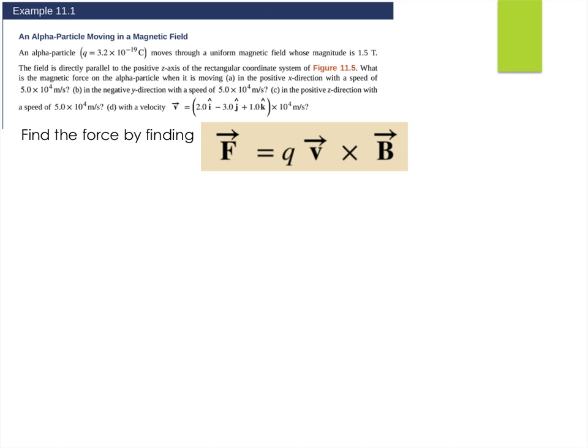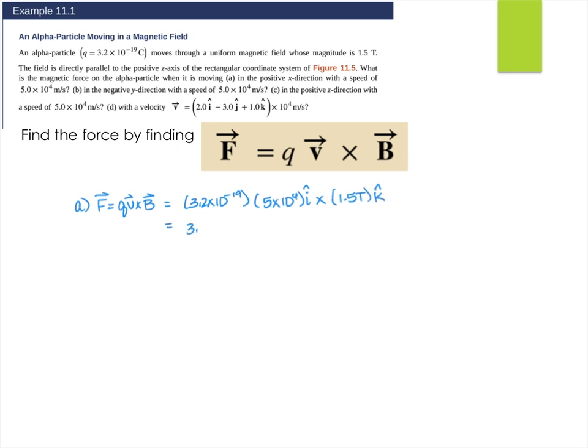Okay, and finally we get to this particular problem, which has a lot of numbers, but I'm going to try to do it as neatly as possible. So for A, all these I'm doing F equals qv cross B. My charge is 3.2 times 10 to the minus 19. My velocity for part A is 5 times 10 to the 4th in the i direction. I'm going to cross that with my magnetic field, which is in the k direction.